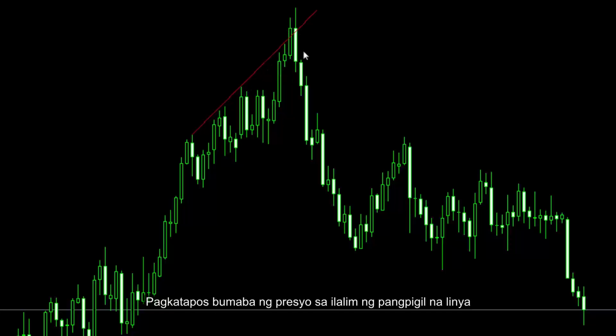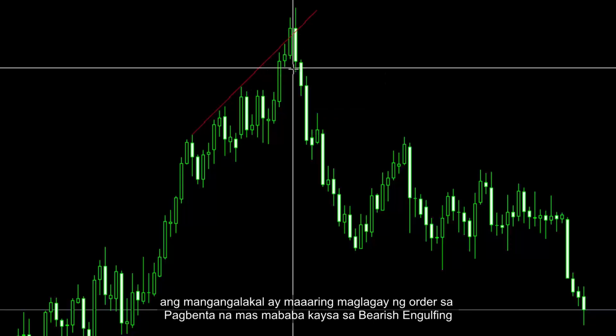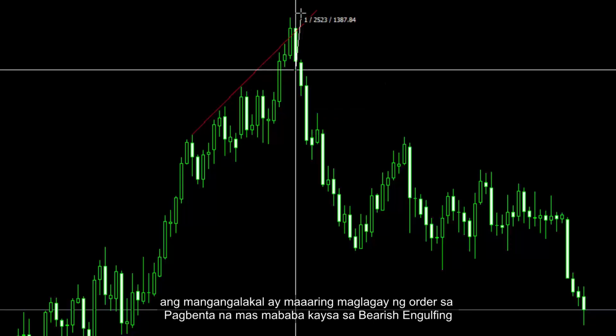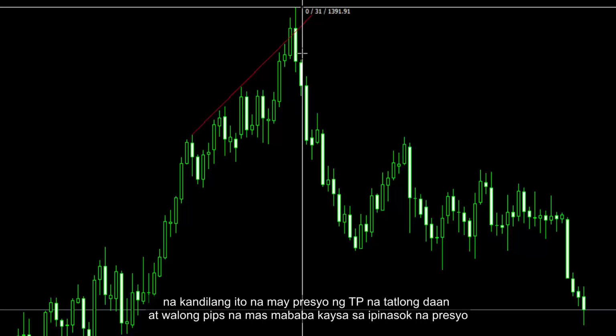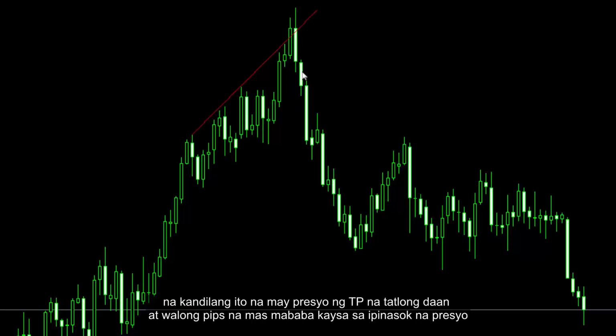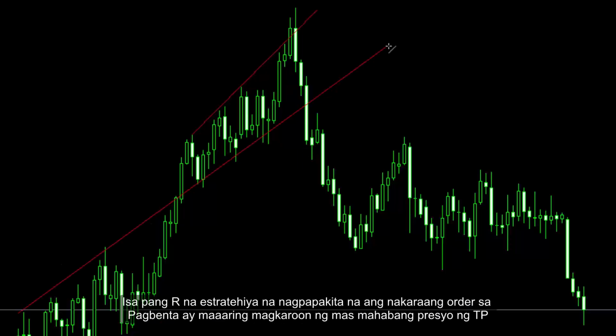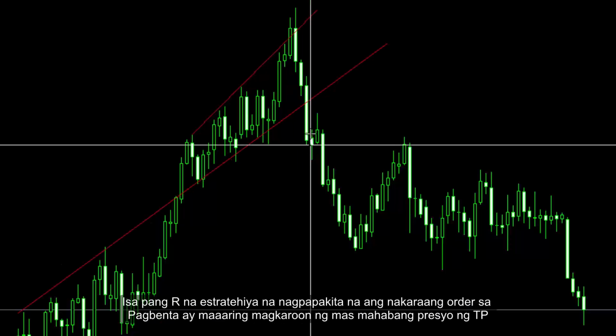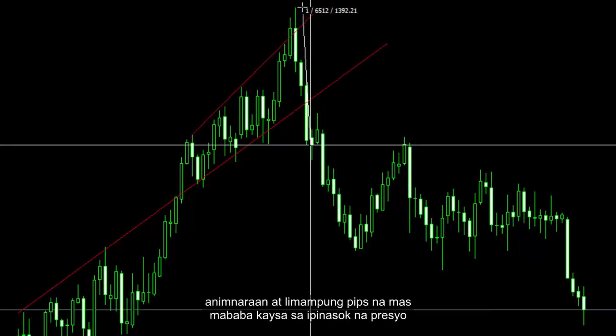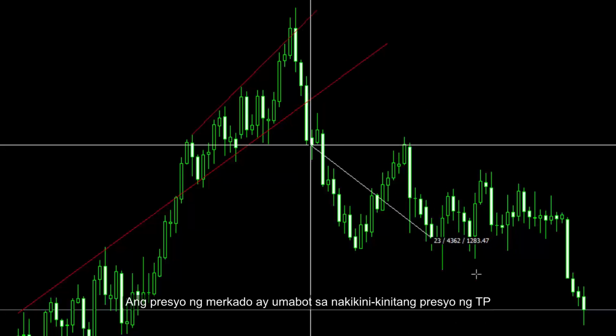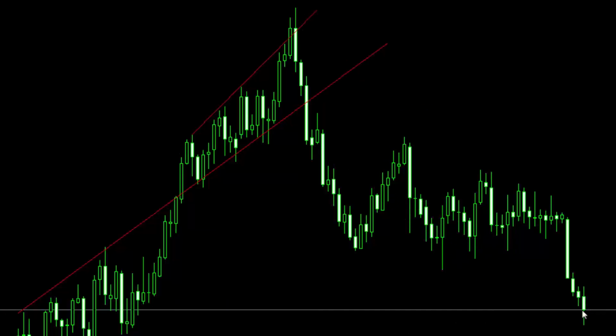After the price has fallen under the resistance line, a trader could place a sell order lower than this bearish engulfing candle, with TP price 308 pips lower than the entry price. Another R strategy shows the previous sell order could have a longer TP price, 650 pips lower than the entry price. Market price reached the presumptive TP price.